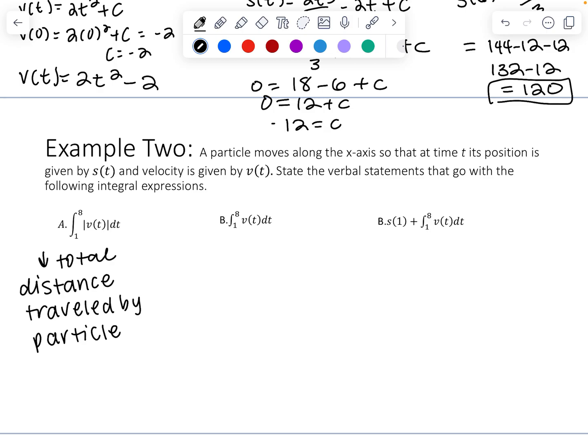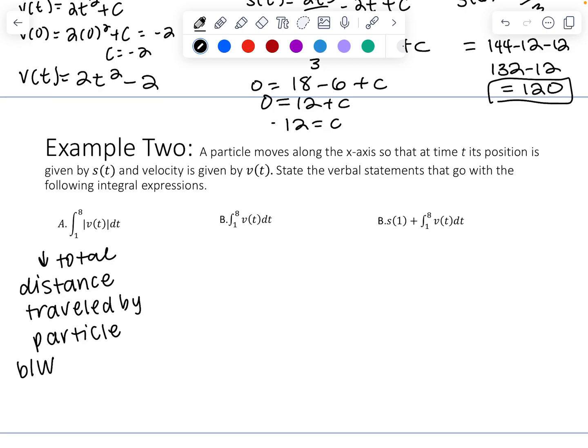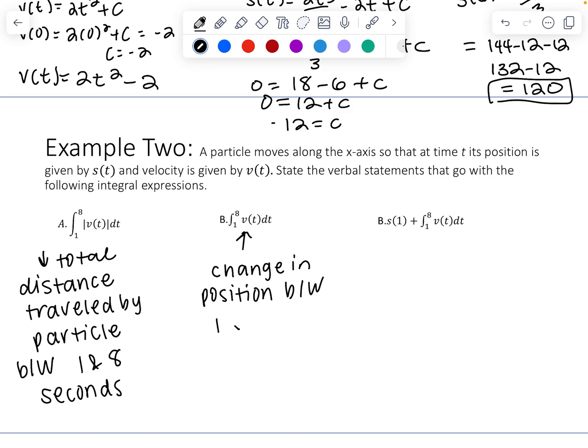between 1 and 8 seconds. So that one's the total distance because it's the absolute value. If it's the absolute value, it's not taking the idea that moving to the left would cancel out the moving to the right distance. This next one is the net change, it's the net distance. It's essentially our change in position completely. So it's the change in position between 1 and 8 seconds.